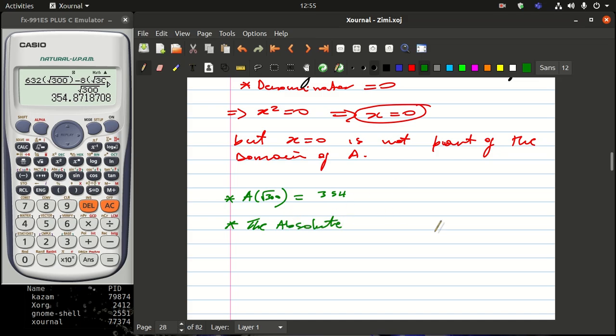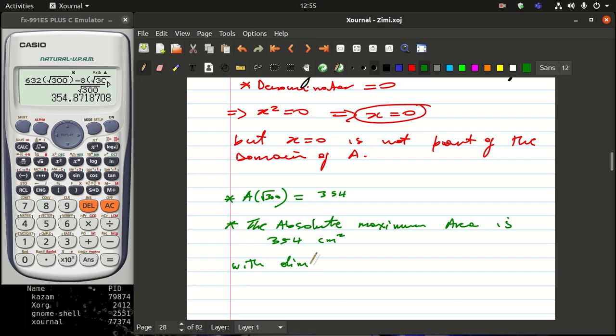Because there is nothing to compare with, you can say that the question we're trying to answer here is to maximize the area. The absolute maximum area is 354 centimeters squared. We want to have 354 centimeters squared with what dimensions? What are the dimensions of the printed area?